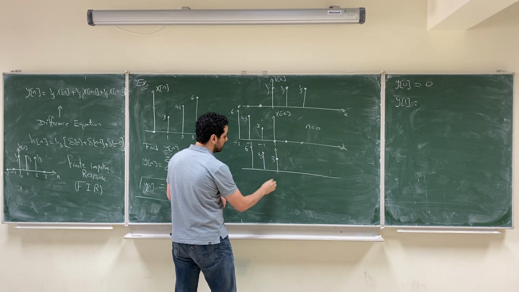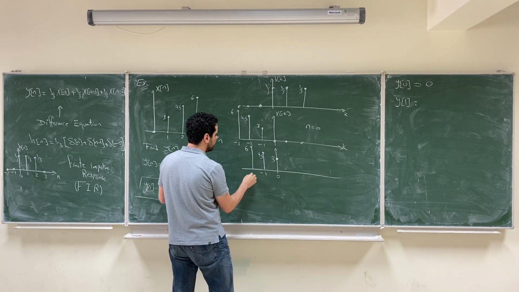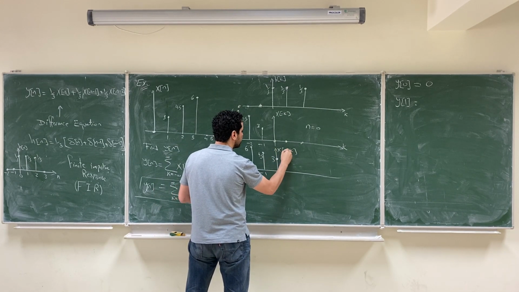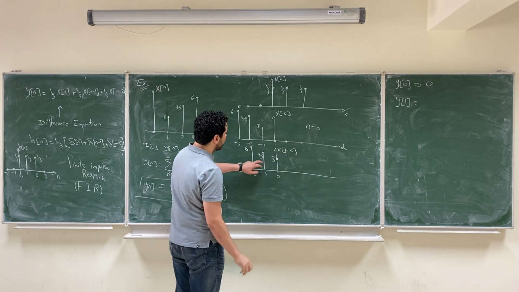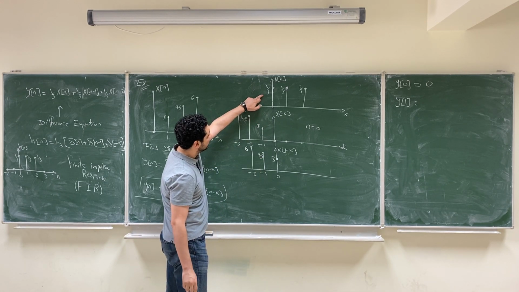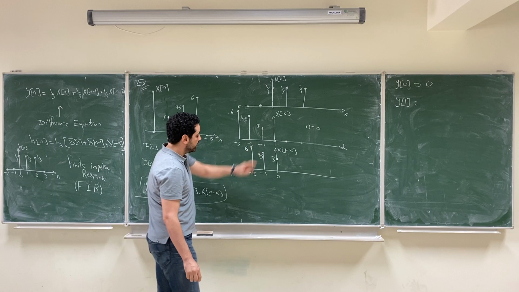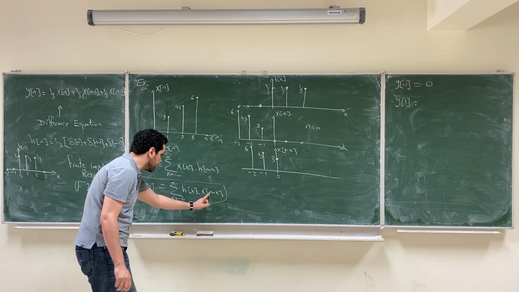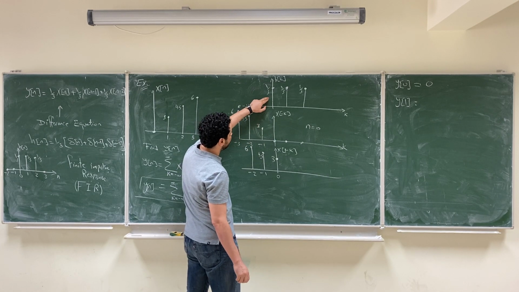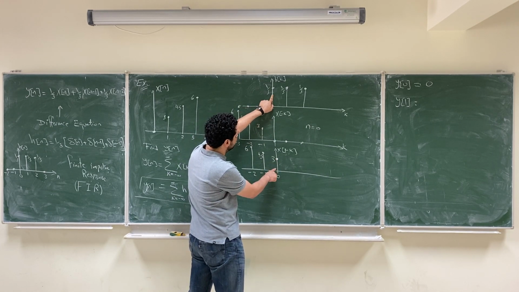Right? So this is at 0, minus 1, minus 2. This is x of 1 minus k. Now let's multiply x of 1 minus k times h of k. In order to get y of 1, we multiply x of 1 minus k times h of k, and you will find that the overlap is only in this sample.